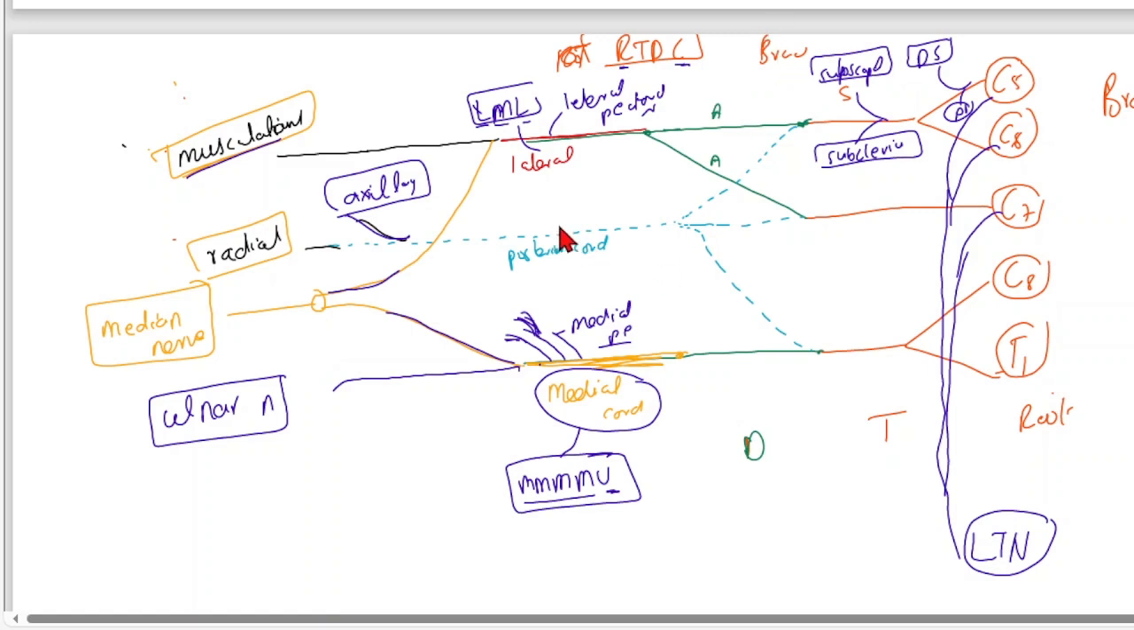Now from the posterior cord, you have to understand that there are also three nerves. One is the superior subscapular nerve, one is the inferior subscapular nerve, and another is the thoracodorsal nerve. You have to remember this. The thoracodorsal nerve arises from the posterior cord. Okay, it's so easy. Superior subscapular, inferior subscapular nerve, and thoracodorsal nerve. These arise from the posterior cord.